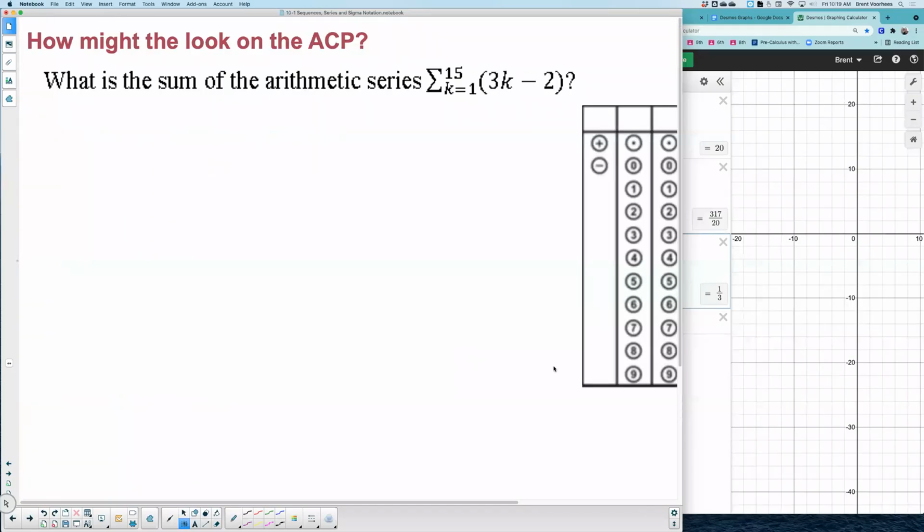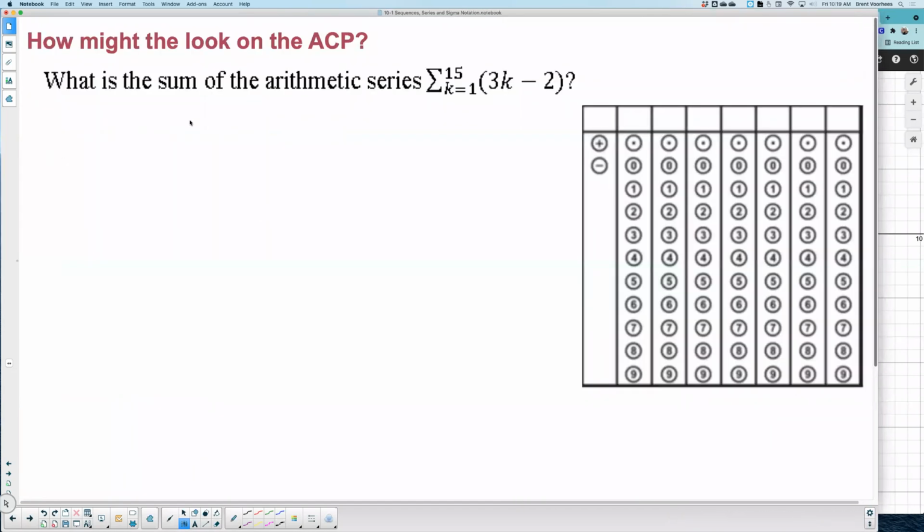All right, let's take a look at how this might look on the ACP. So we have a problem here that was released, that was on one of the released questions. It says, what is the sum of the arithmetic series given there? How would you solve that? I should point out we've moved on to series because series means you're adding or subtracting. So anytime you're doing a sigma, it's not a sequence anymore. It is a series because you're adding them together.